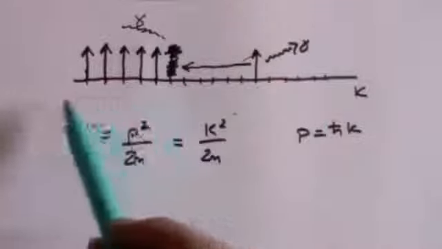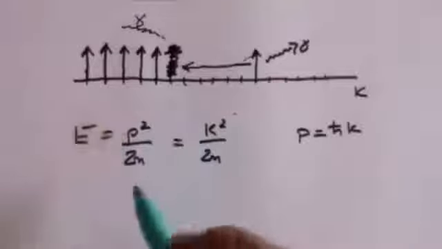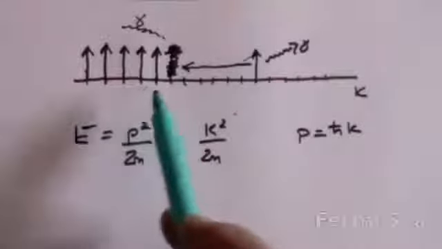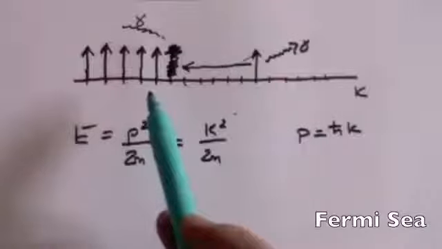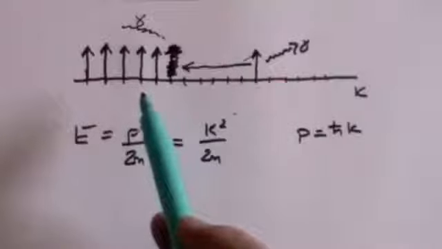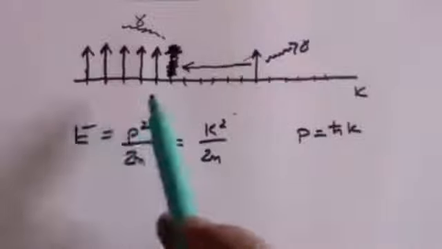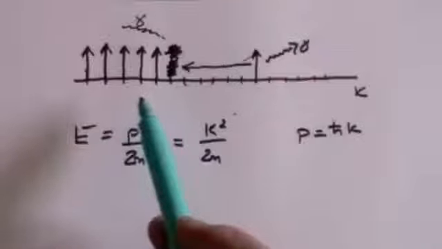All the electrons which are already filling k levels are called the Fermi sea, named after Enrico Fermi, who was a key physicist involved in all this work.